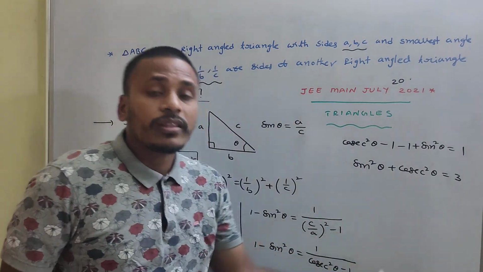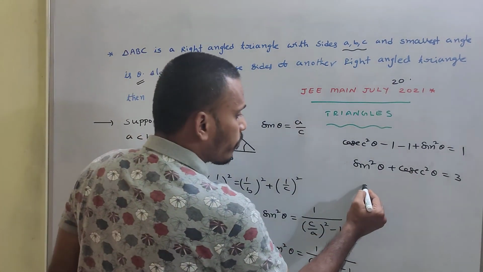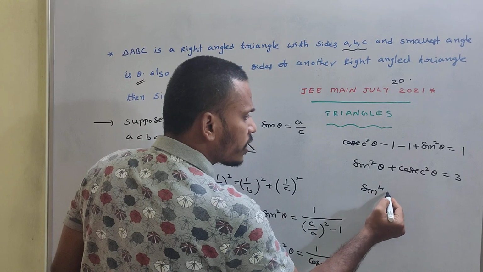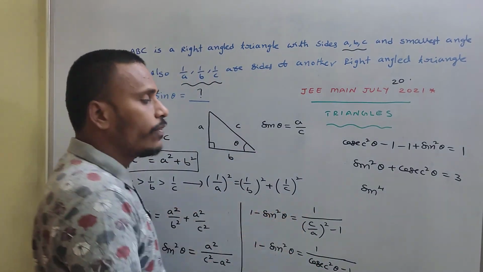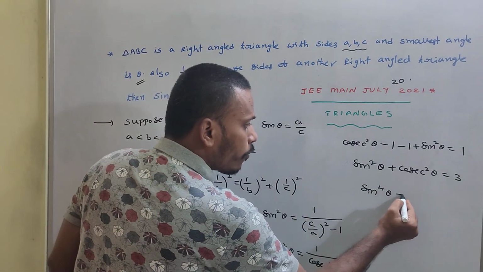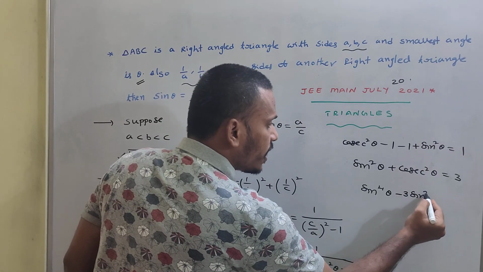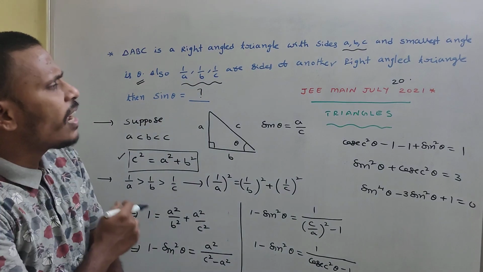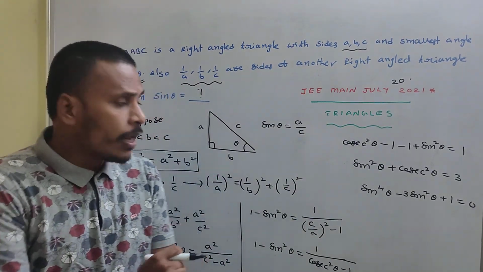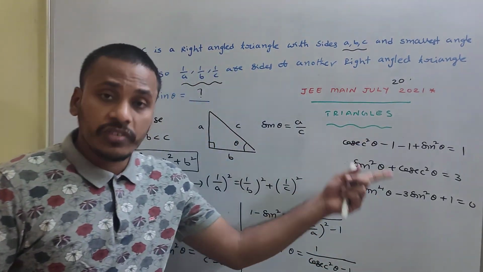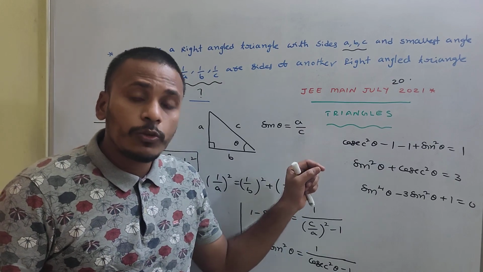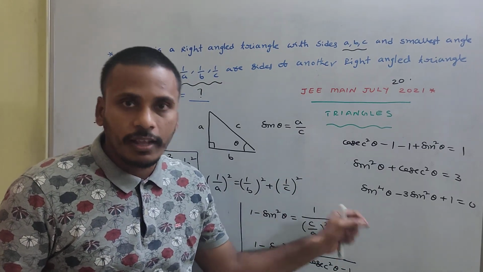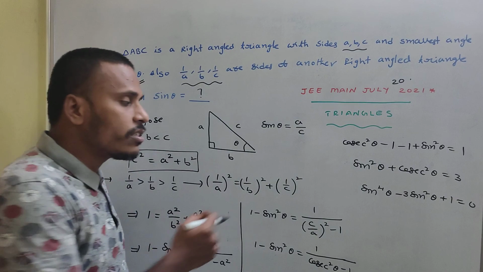Rewrite this cosecant square theta as 1 by sine square theta. Then multiply everything with sine square theta. So sine power 4 theta minus 3 sine square theta plus 1 is equal to 0. Our task is to find sine theta, but it is a quadratic in terms of sine square theta. So first of all, you write sine square theta, use the quadratic formula, and from there get sine theta.